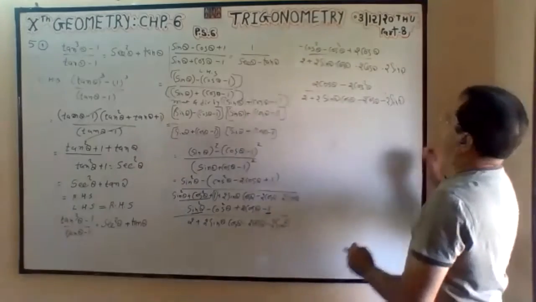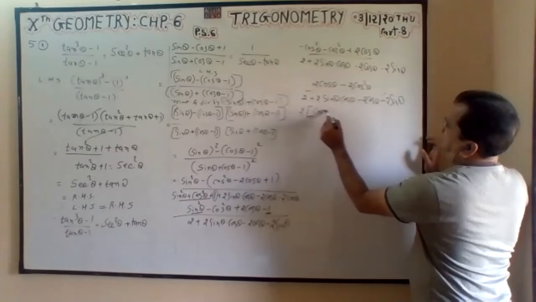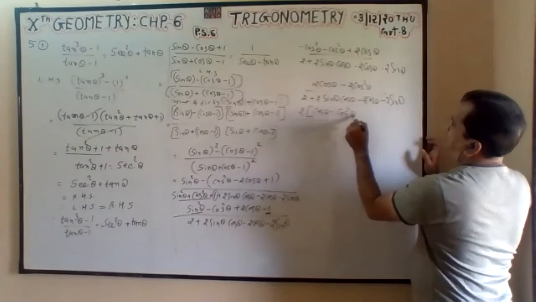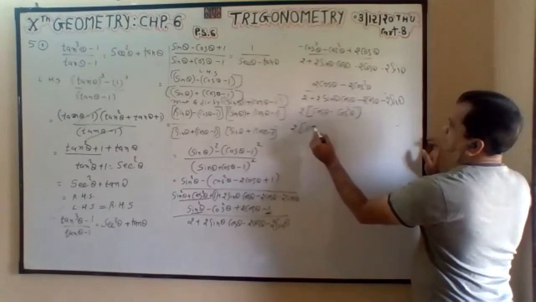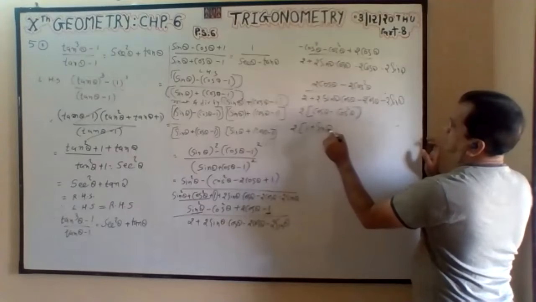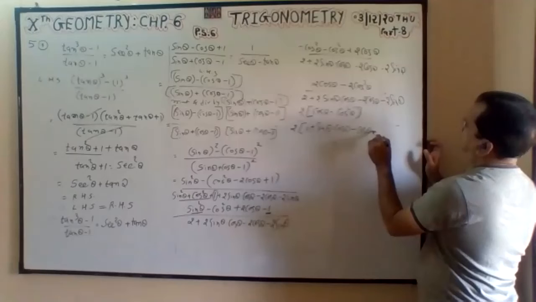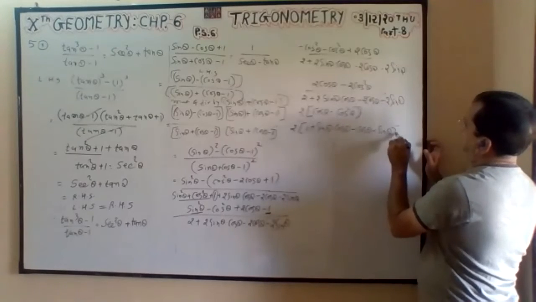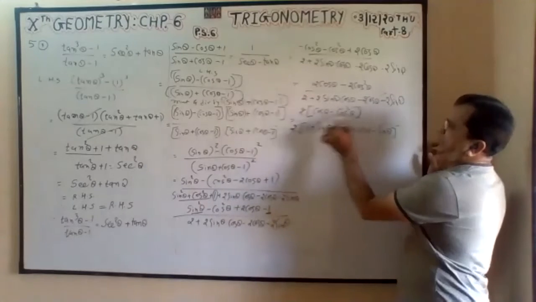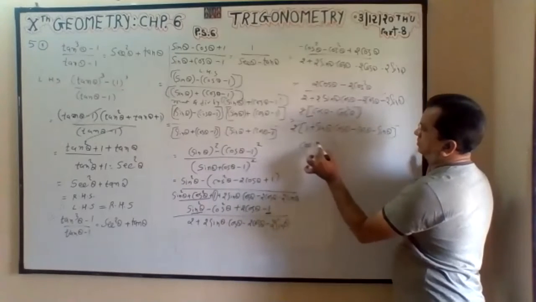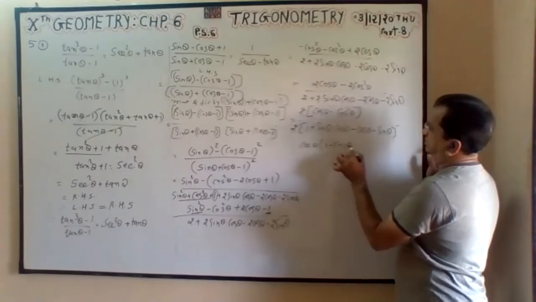It's visible, no? Correct. Now I will take 2 common: cos theta, cos square theta. Again 2 common: 1 plus sin theta, cos theta, cos theta, sin theta. Is this cancel? Now from this I will take only cos out, cos theta. So 1 minus cos theta.